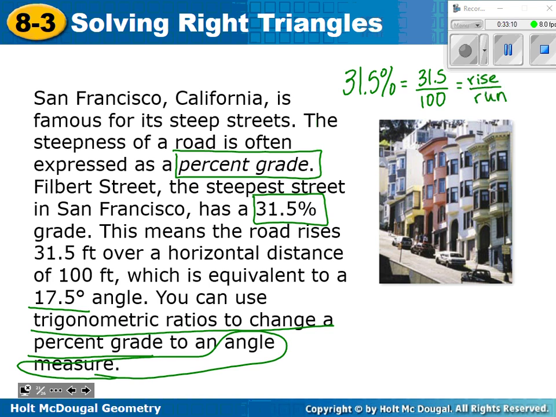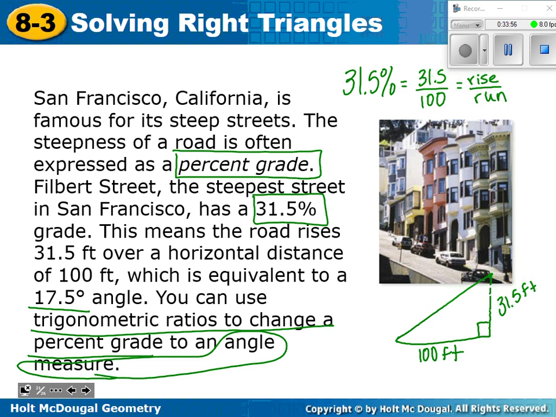So when you think about your triangle that you can create, if this is ground level, and now I have this street which is on an incline, I can just draw a vertical line straight back down to create a right triangle. And what we're saying is that this street is rising 31.5 feet for every 100 feet that it's running. Does that make sense? So if the steepness of the road has a 31.5% grade, it's got a 31.5 out of 100 slope, which means it's going to rise 31.5 feet when it runs 100 feet.